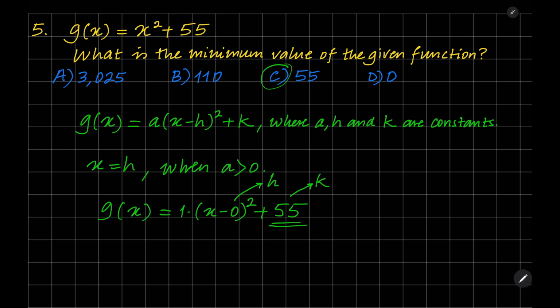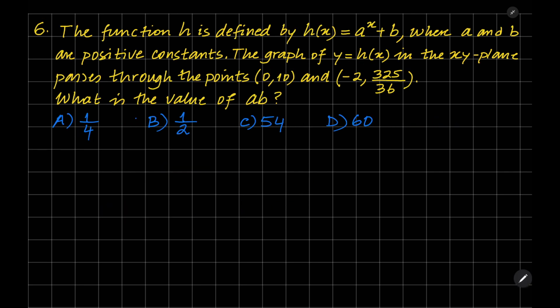Now let's go to the next question. Question 6. The function h is defined by h of x equal a to the power of x plus b, where a and b are positive constants. The graph of y equal h of x in the xy plane passes through the points 0, 10 and -2, 325 over 36. What is the value of a times b?